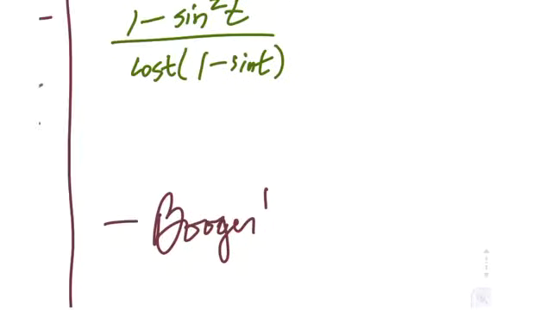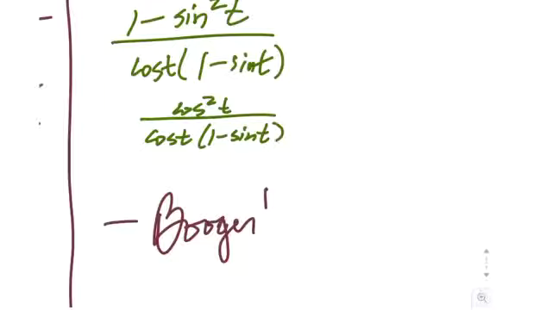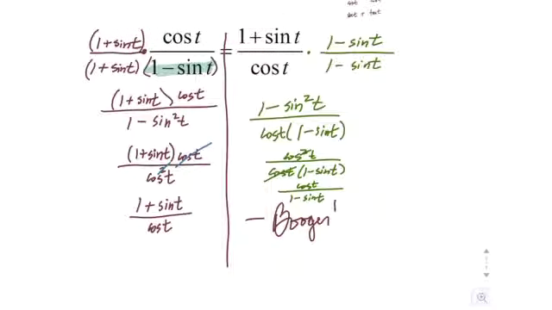Let's get rid of the woolly. Just leave it as booger. Cosine squared of t over cosine of t times 1 minus sine of t. And now, of course, that divides out with one of those. And we're left with cosine of t over 1 minus sine of t. And that would have been the top left. So it works on either side.